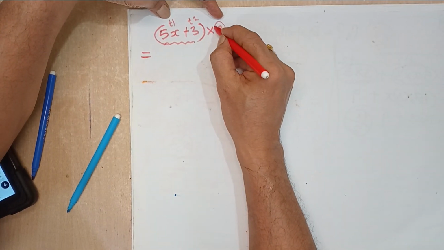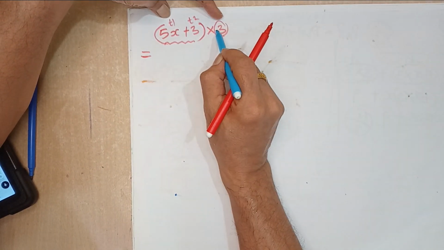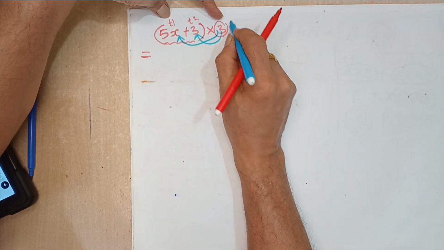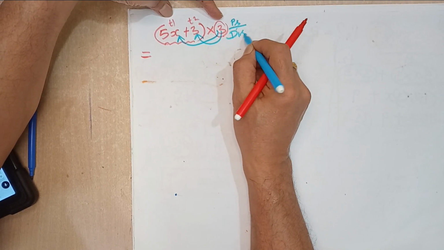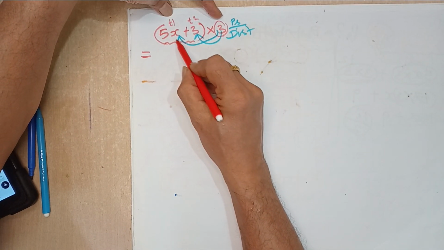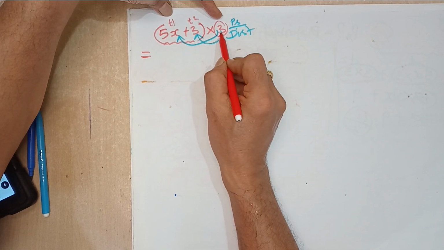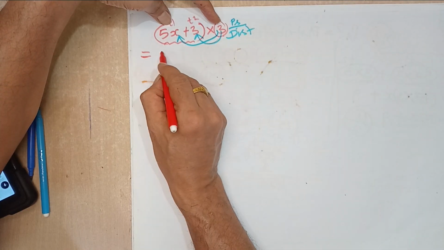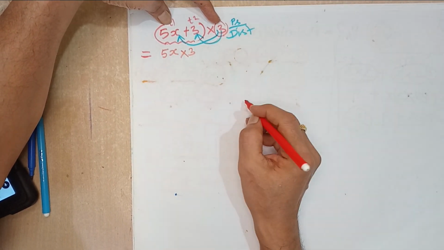Now this outside multiplier is to be multiplied with the first term as well as with the second term. This property in mathematics is known as distributive property. This 3 is being distributed to 5x as well as to 3. To do that, we have kept the fingers. 3 is to be multiplied with 5x. So we write 5x into 3.